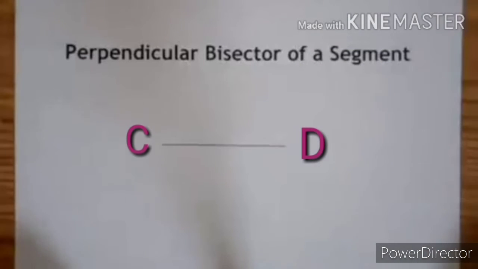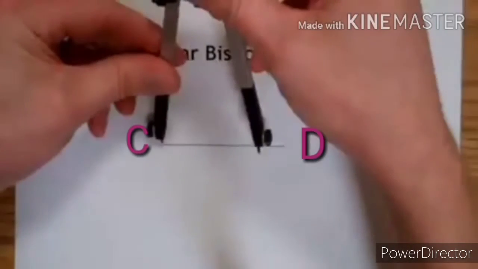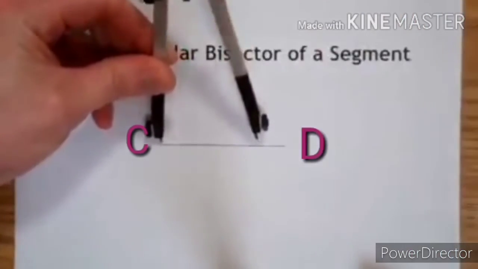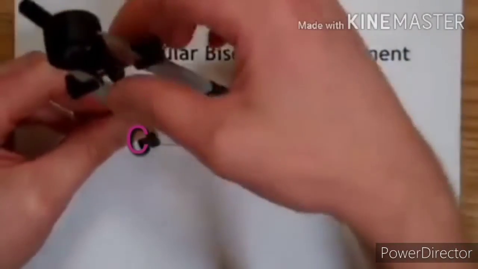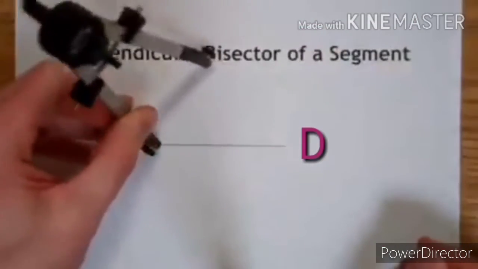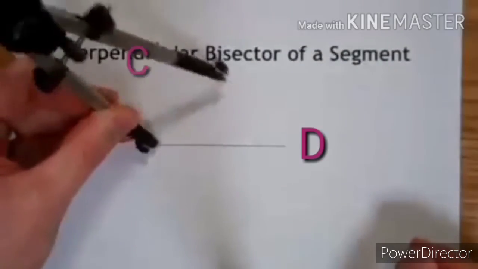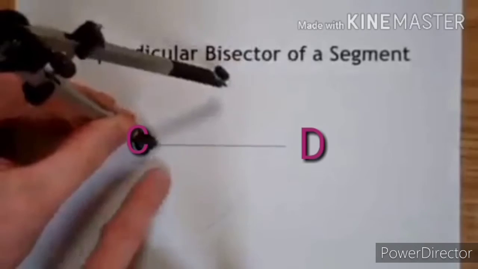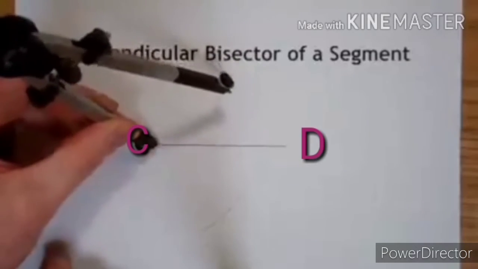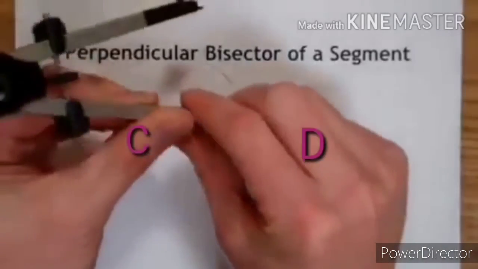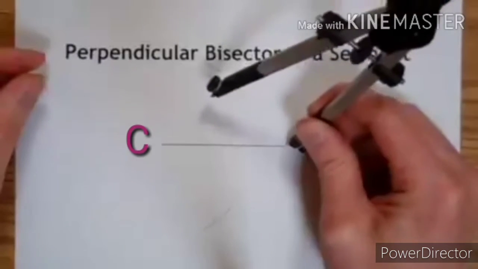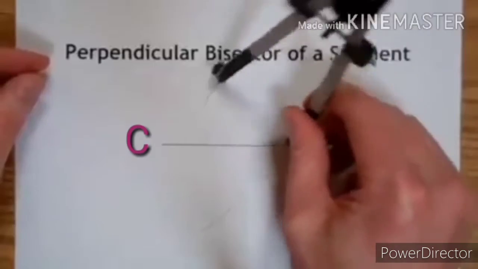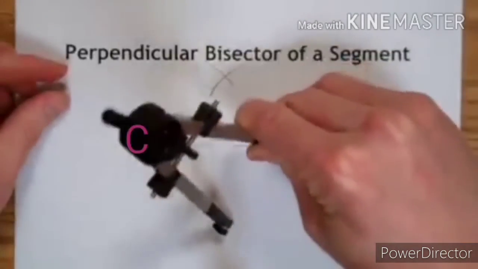First step is to set your compass so that it is more than halfway across the segment. I'm going to set mine about this much. I'm going to make an arc above and below the line with my point stabbed into one end point. I'm going to move my point to the other end point, stab it in, and make intersecting arcs above and below the segment.